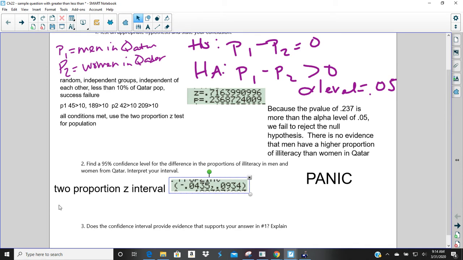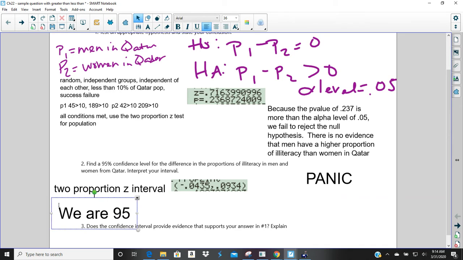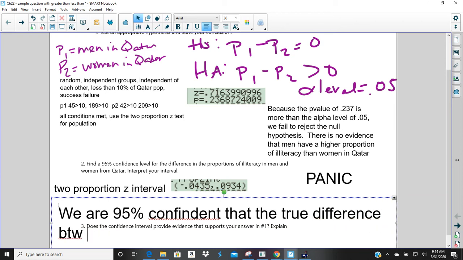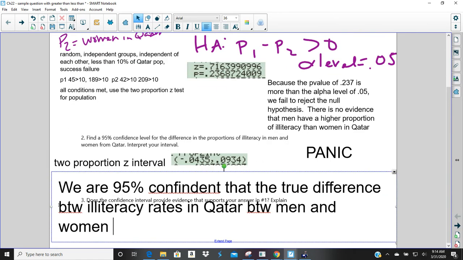So interpret it. So we are 95% confident that the true difference between illiteracy rates in Qatar between men and women is negative 4.35% to positive 9.34%. Done. Okay, awesome. So we're done with that.